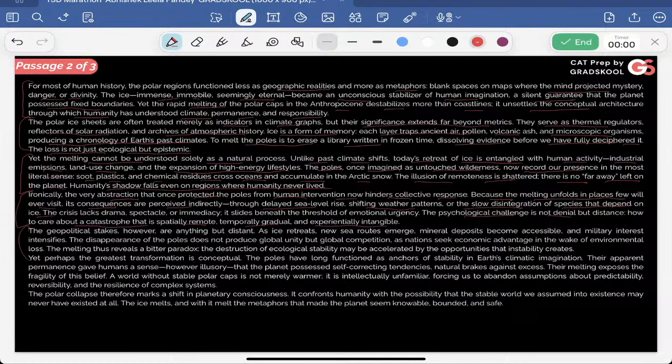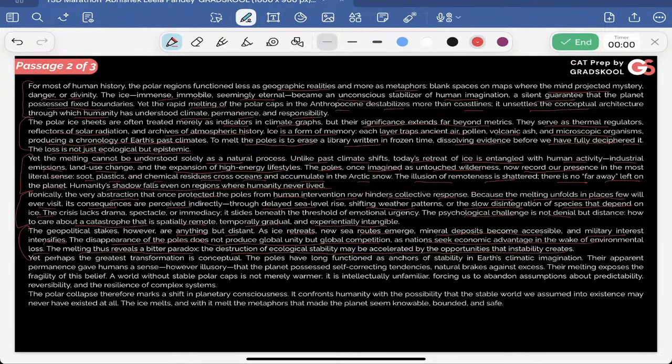The geopolitical stakes, however, are anything but distant. As ice retreats, new sea routes emerge, mineral deposits become accessible, and military interest intensifies. The disappearance of the poles does not produce global unity, but global competition, as nations seek economic advantage in the wake of environmental loss. The melting thus reveals a bitter paradox. The destruction of ecological stability may be accelerated by the opportunities that instability creates.